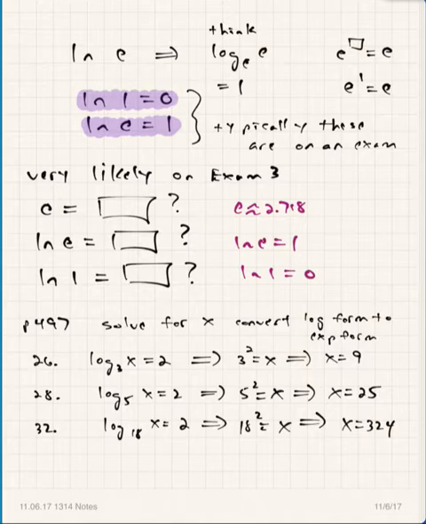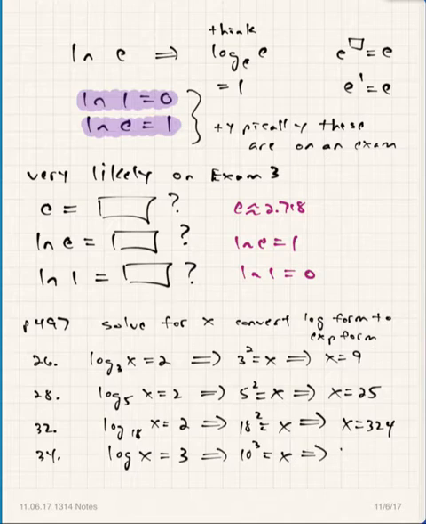Problem number 34. You have log of x is equal to 3. Solve for x here. So there's no base written right here. And so what does that mean? The base is understood to be 10. So this is 10 to the third is equal to x. So x is 1,000. Right, 10 to the third power.